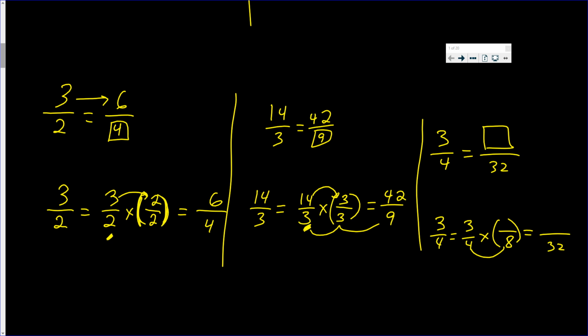4 times 8 gives you 32. So you have to multiply the top by 8, because otherwise you're multiplying 3/4 by something other than 1. The only way this box is going to be 1 is if you put 8 over 8. You can also put 7 over 7, but the problem is 4 times 7 won't give you 32. So we're going to multiply by 8 over 8. 8 times 3 is 24, and yep, 4 times 8 is 32. So it is 24 divided by 32.